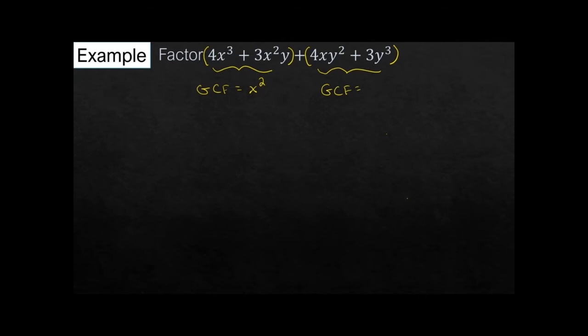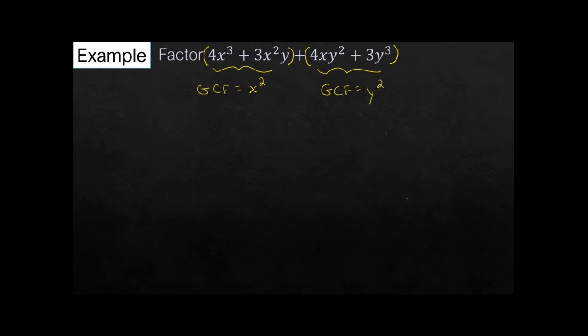I move on to the last two. Again, 4 and 3 don't have a number in common that I can divide out. I can't take out an x because the 3y cubed doesn't have an x, but they both have y. And so I want to factor out the smallest exponent, so that's going to be the y squared.